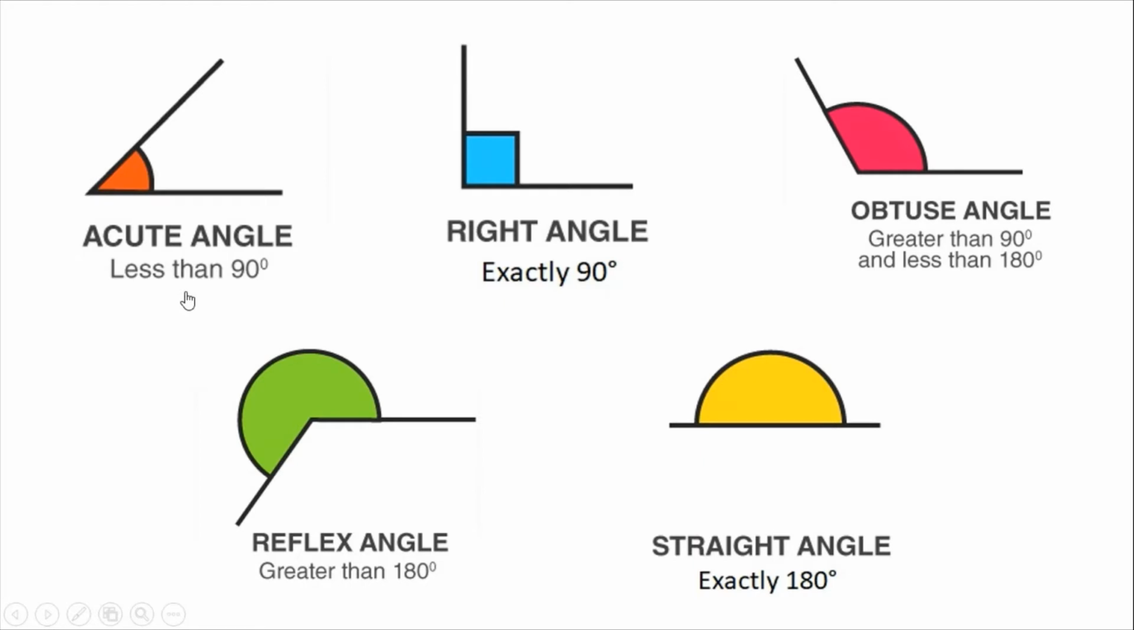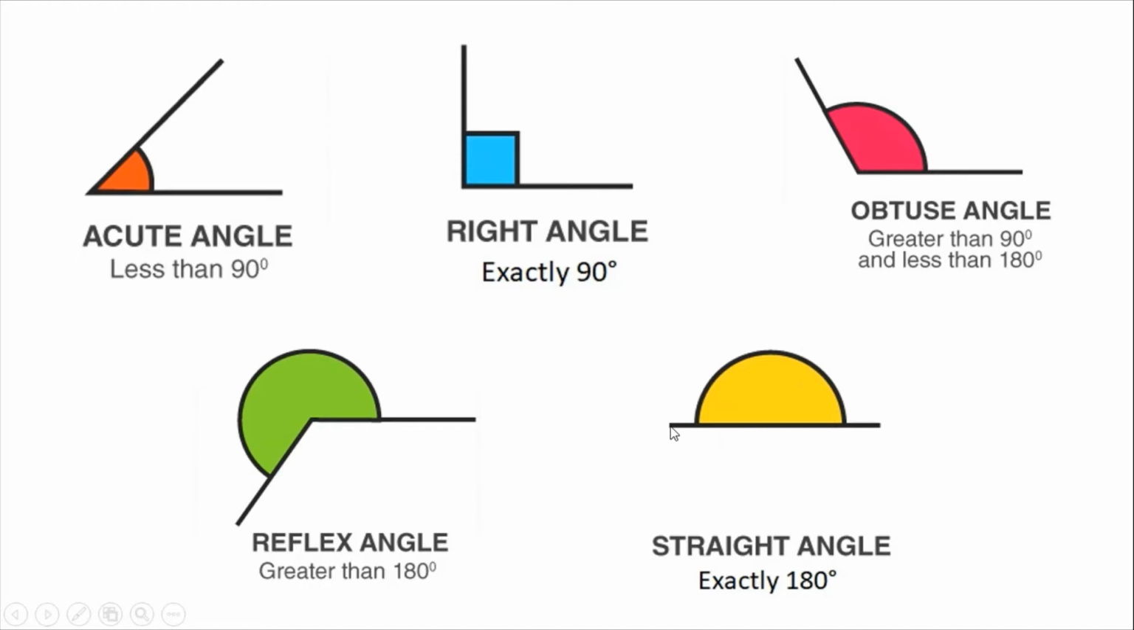So we've had acute angle, less than 90 degrees, it's a little one. A right angle, because it's exactly 90, it thinks it's always right. And we've got an obtuse angle, which is greater than 90 degrees.